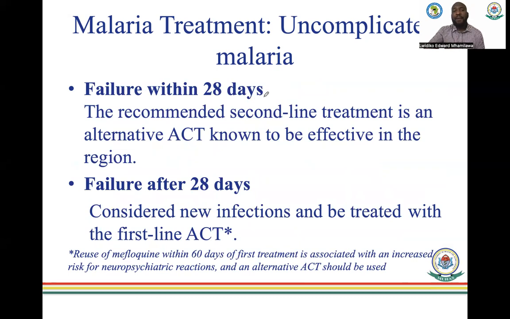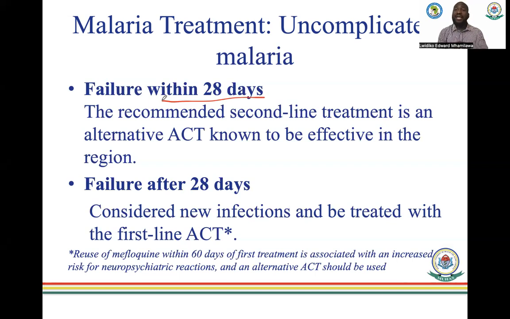But then if the failure happens within 28 days, especially for most of the drugs, you consider that as treatment failure and go to the second line treatment, which is an alternative ACT that is known to be effective within your country or your region. But if the failure happens after 28 days, it is usually considered a new infection and can be treated with the first line ACT.